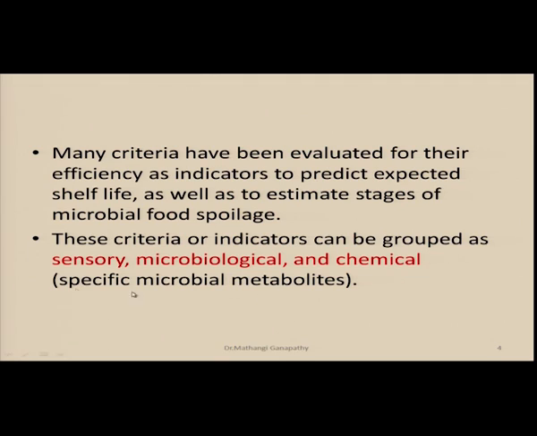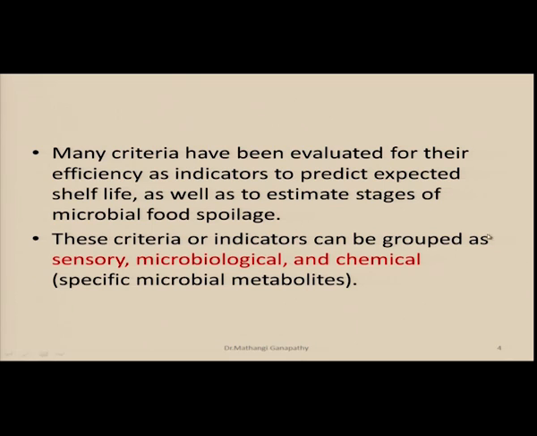Many criteria have been evaluated for their efficiency as indicators to predict the expected shelf life as well as to estimate stages of microbial food spoilage. Now, this means that when the food has been first processed and kept, either directly as a fresh food or as a freshly processed food, what would be the nutrient aspect, the flavor aspect, what would be the things you look for in that particular aspect.